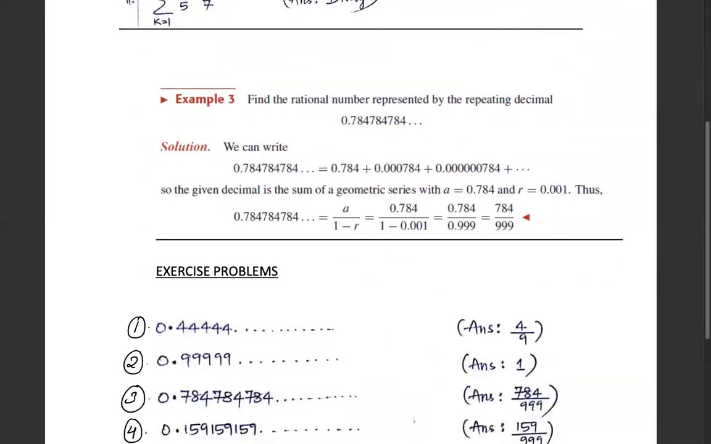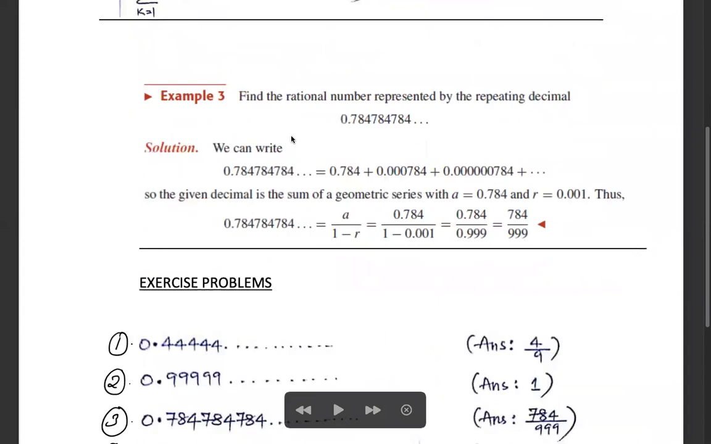Okay, now using the geometric series, find the rational number represented by the repeating decimal. We are going to represent this number in p by q form, as a rational number. So the number is 0.784784784 etc. We can write 0.784784784 etc. as 0.784 plus 0.000784 plus 0.000000784 plus etc. So this given decimal is the sum of a geometric series.